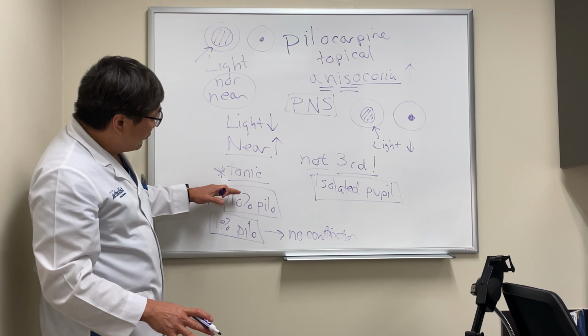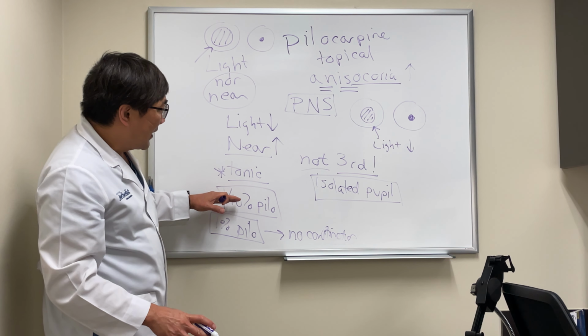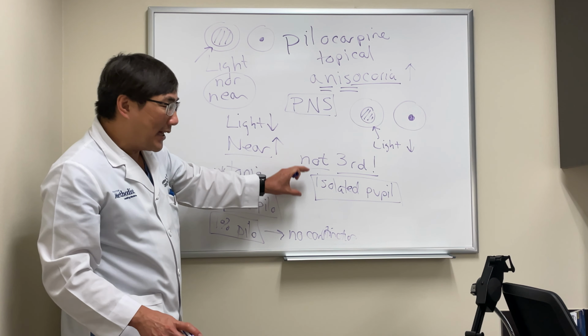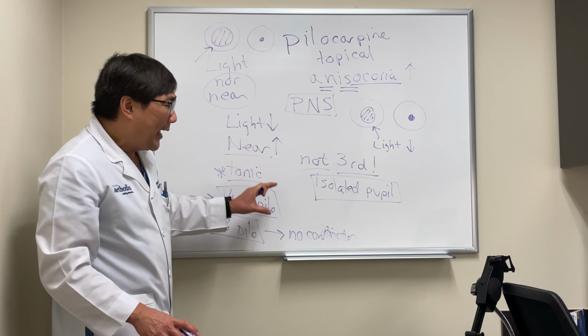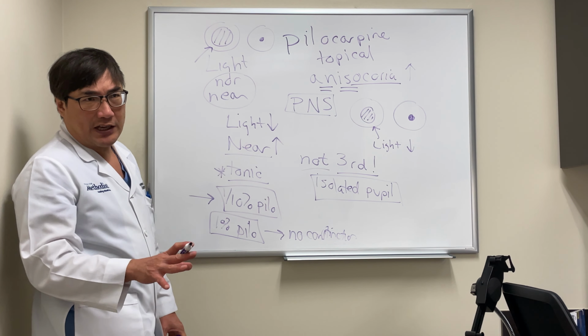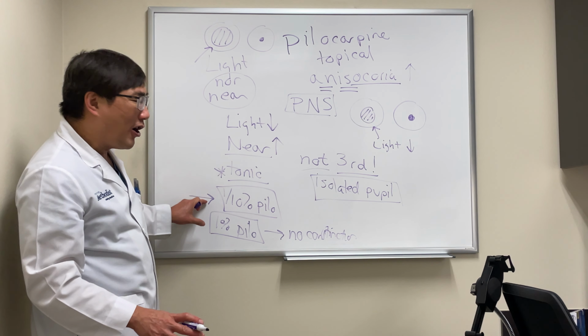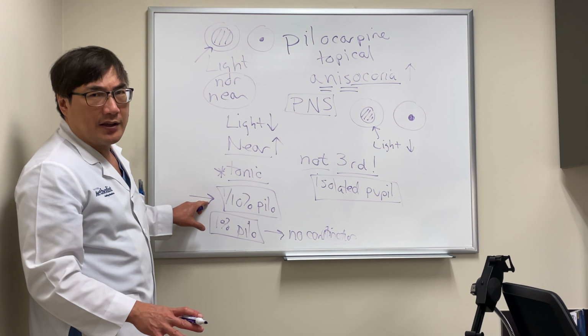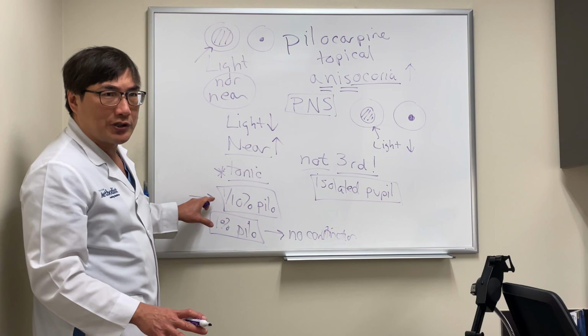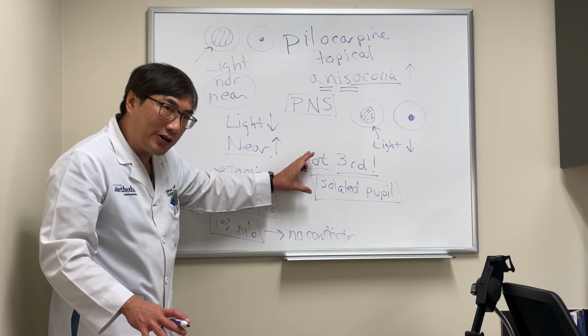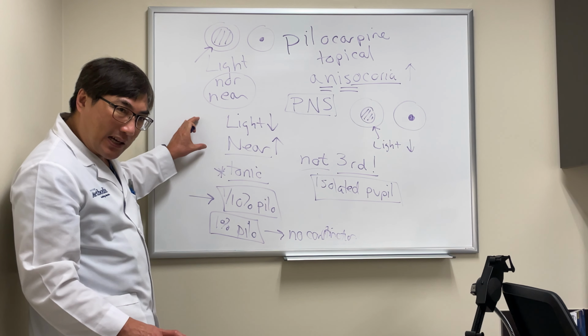However, you should not use the 1/10% pilocarpine to differentiate third nerve palsy. That's done with the ptosis and the motility. And in fact, any cause of denervation, whether it's third nerve palsy or the tonic pupil from the ganglion, will cause upregulation of the receptor. So you cannot use the 1/10% pilocarpine to differentiate third from tonic pupil.